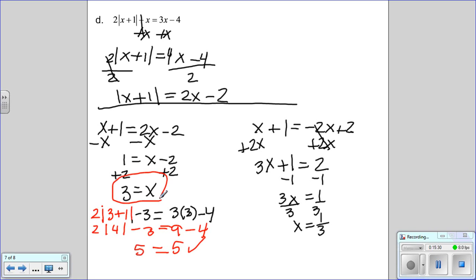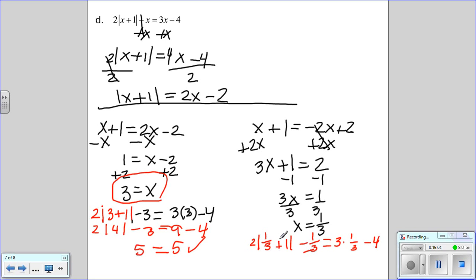Let's try x equals 1/3. Let's see if that one will give us a good solution. Back up into the original equation, now I'm going to replace x with 1/3. So 2 times the absolute value of 1/3 plus 1 minus 1/3 does it equal 3 times 1/3 minus 4.